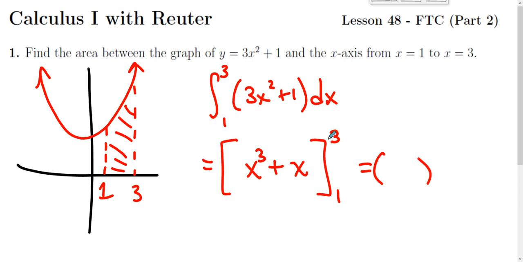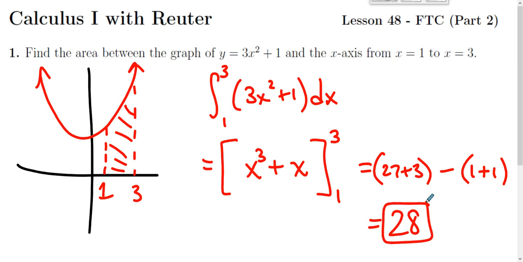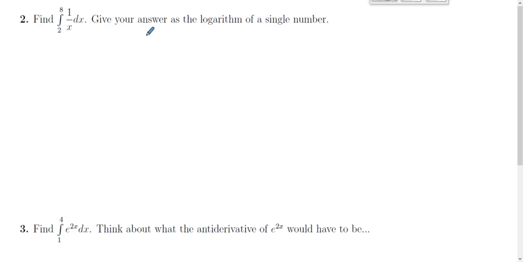When we substitute 3, that's 27 plus 3. When we substitute 1, that's 1 plus 1. We subtract, answer is 28. This is fairly standard. This is actually one of the easier questions I could possibly ask you. This is on the same level.